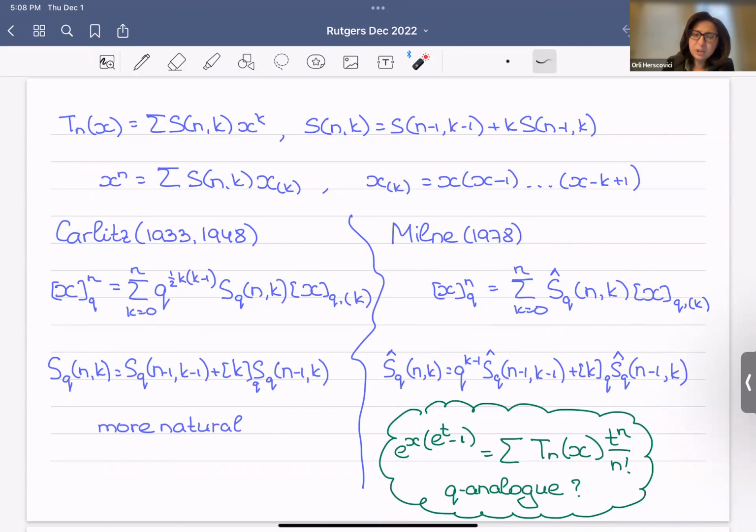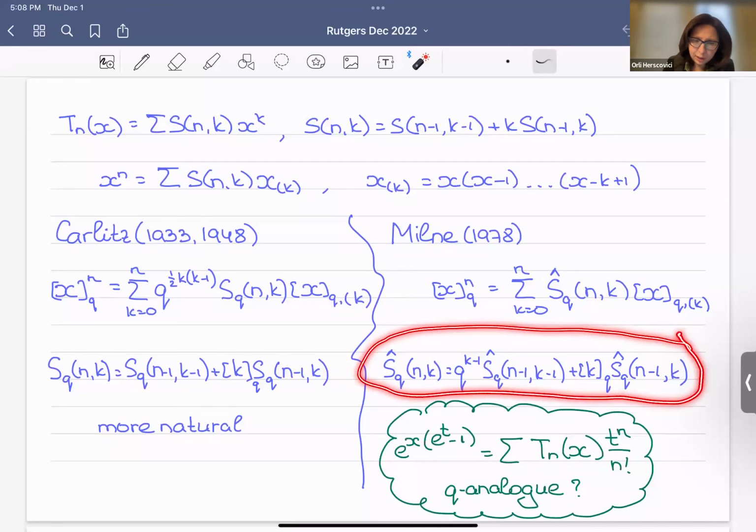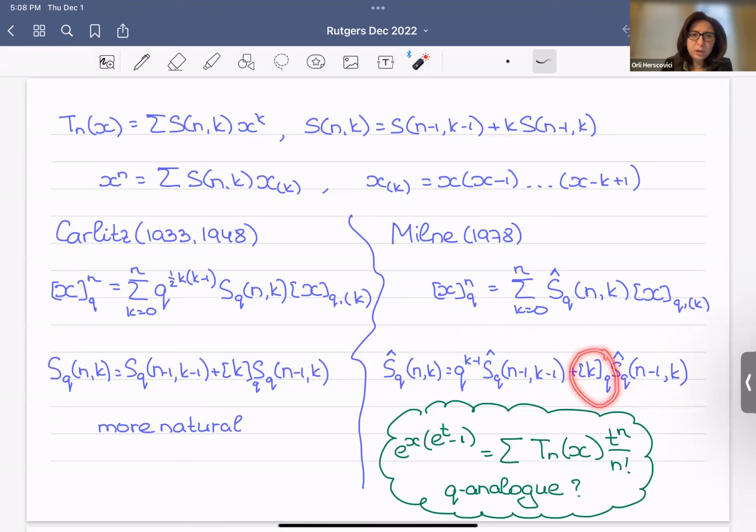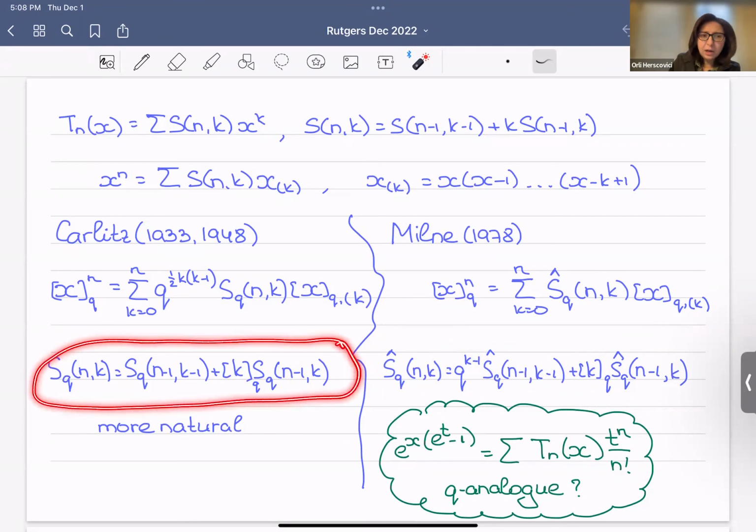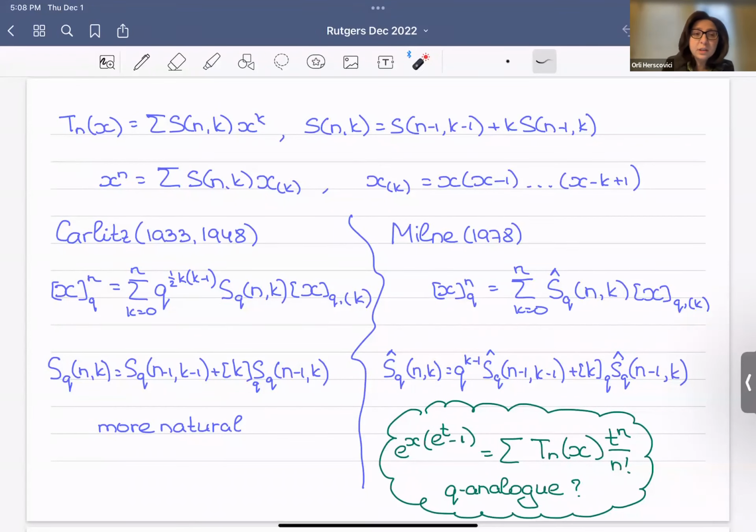But such a definition we should pay for somewhere. So the payment comes in the recurrence relation for Stirling numbers. Now, the recurrence relation, again, we have here q Stirling numbers. We have here q integer k, but here there is another coefficient, q to power k minus 1. And comparing those two analogs of Stirling numbers, we understand that they're actually pretty much the same. They differ by a factor from one to another.